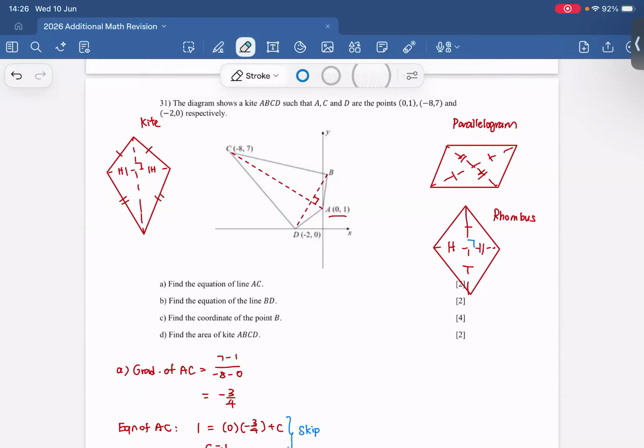So what do we think of next is we use the AC and BD. Okay, so questions actually guide you. There's a reason why they ask you to find AC and BD first. So what you should do is you should find this point first, call it X. Okay? Because this is a kite, we know that X is the midpoint of BD. So what I need you to do, find the coordinate of X first, then later use midpoint to go and find your coordinate of B. Okay? Try.